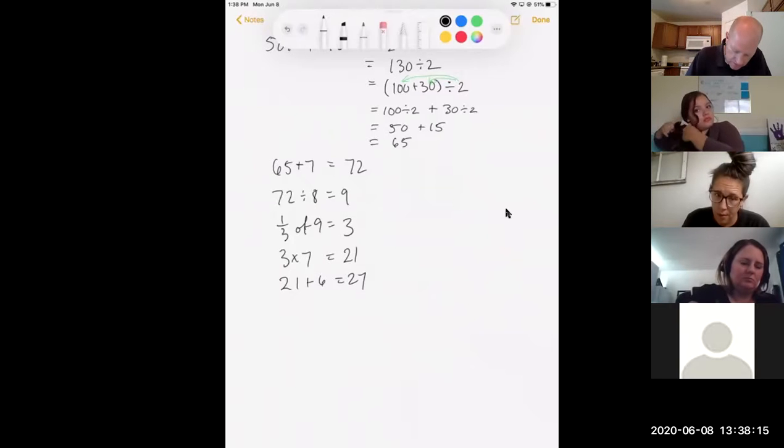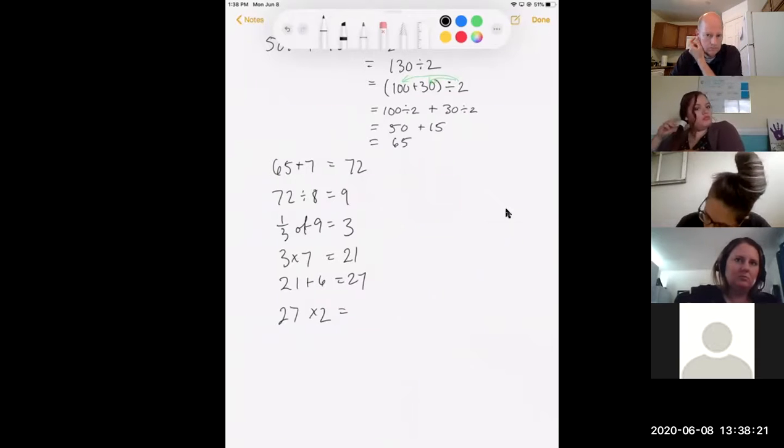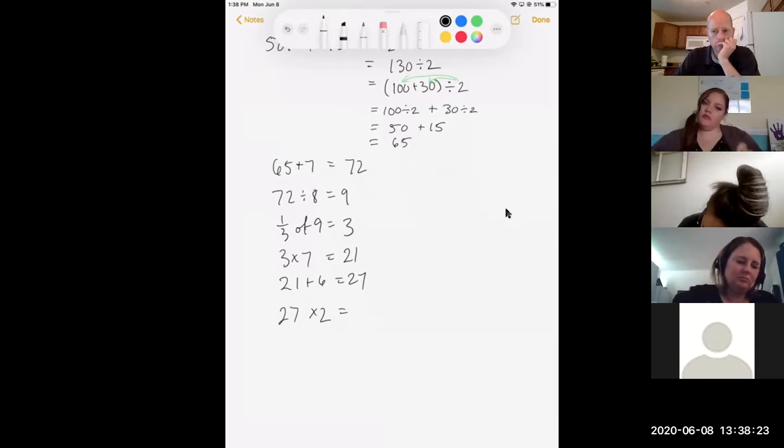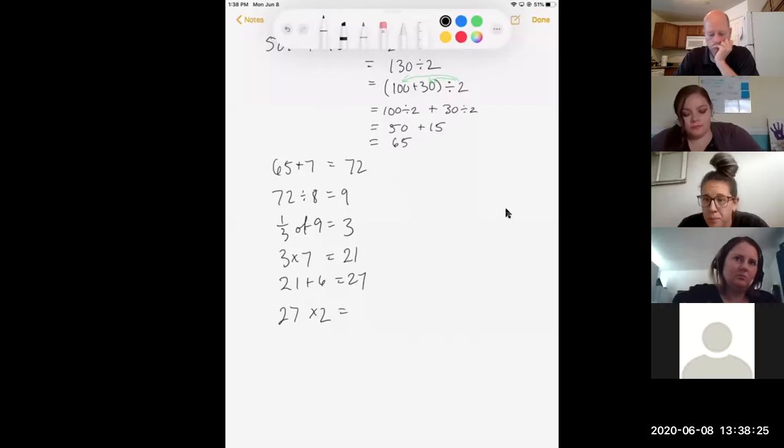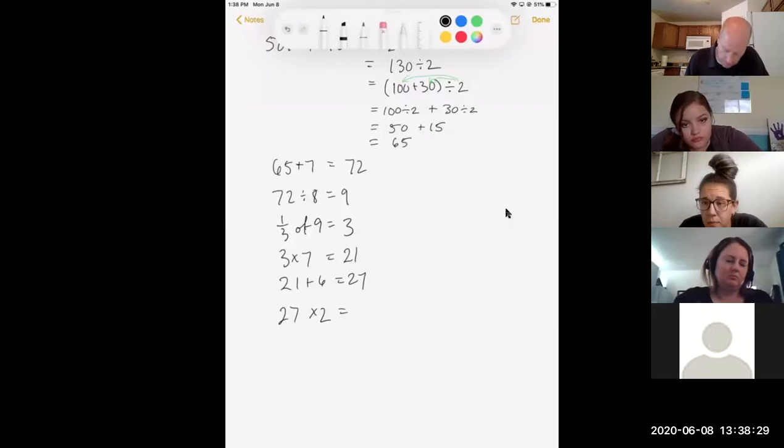Okay, here's one that might be a little bit harder. How do I do 27 times 2? I would split it up again. So I would do 20 times 2 and 7 times 2. Great. Yeah, splitting it up.